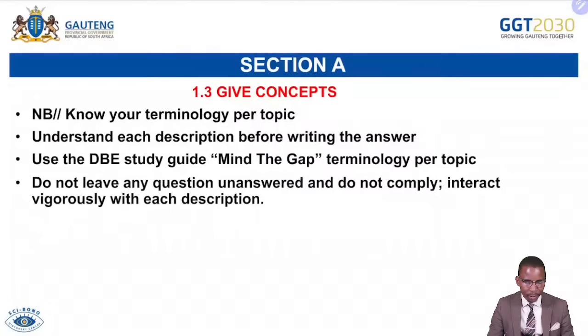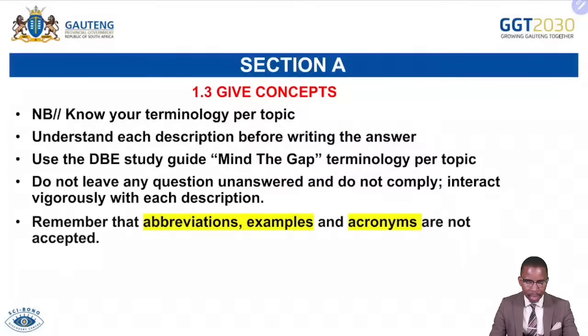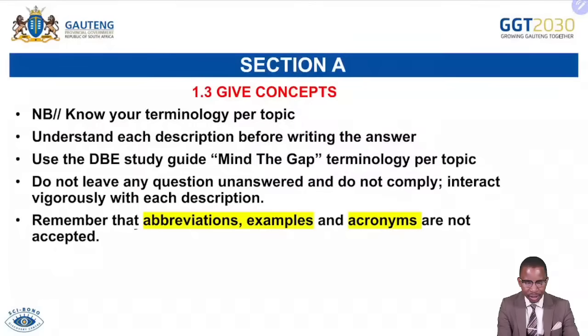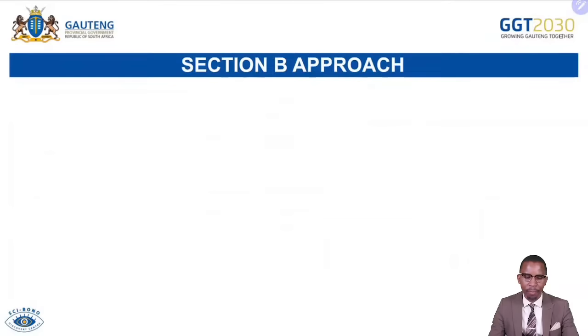Interact vigorously or carefully, as well as seriously, with each description. Do not just read to pass. Read with understanding so that you can remember which concept is being defined or described in that particular question. Remember that abbreviations, examples, and acronyms are not accepted in this part of section A 1.3. We don't accept abbreviations. If you bring an abbreviation, even if it's relevant according to the question, it won't be marked correct, because we don't accept abbreviations as well as acronyms. We also don't accept examples.